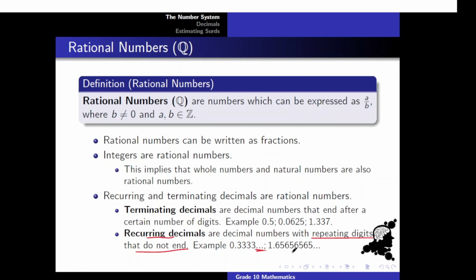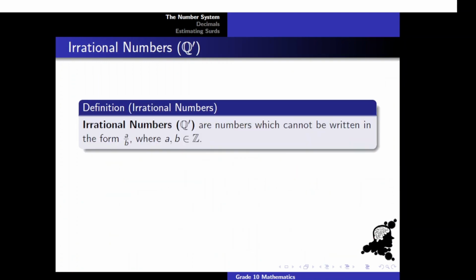The second example, 1,656565, the ellipsis indicates that the decimal doesn't end. But at the same time, we can see that if we continue, there'll be a pattern of 65, 65, 65, 65, up to infinity. This is an example of a recurring decimal. Since recurring decimals are rational numbers, we can also write recurring decimals as fractions. We'll have a look at this a little later on.